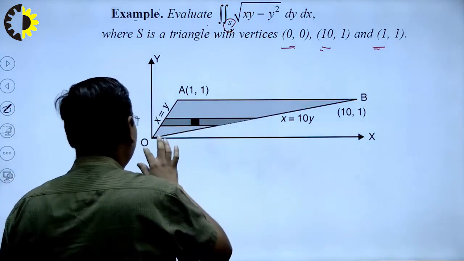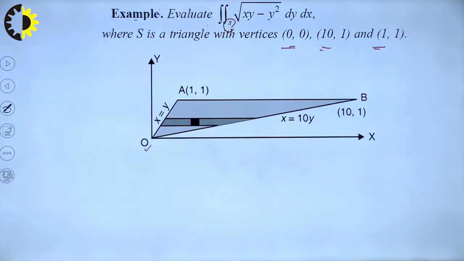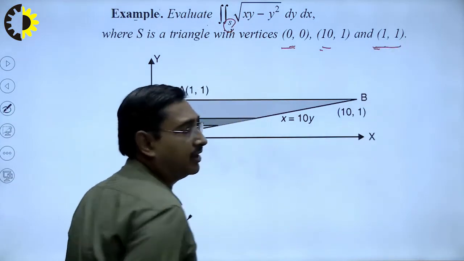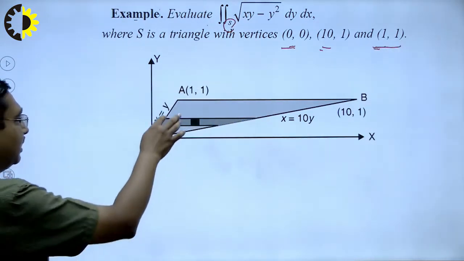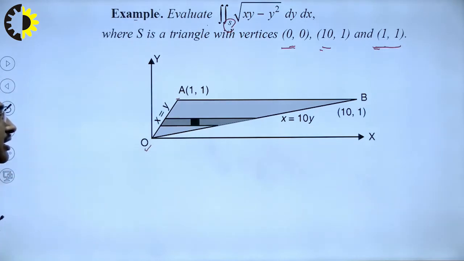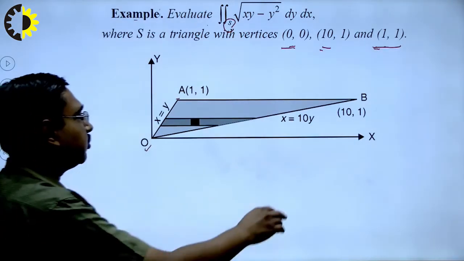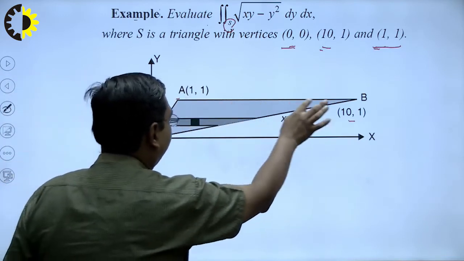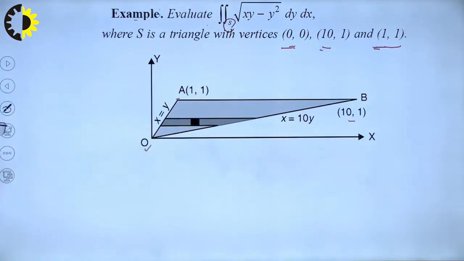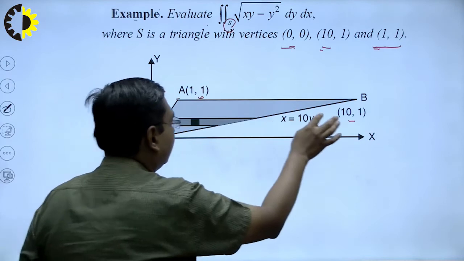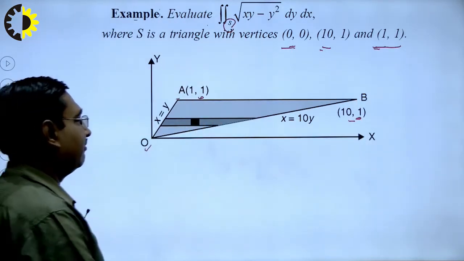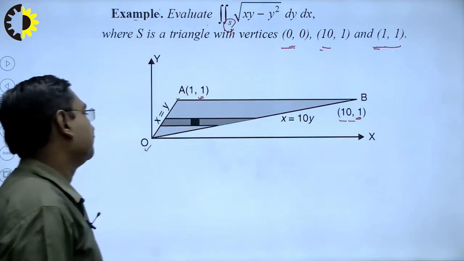(0, 0) is the origin. This point (1, 1) is the point A mentioned here, and this point (10, 1) will be at the same height as point A, because the value of y is the same for both these points. However, the value of x is 10.